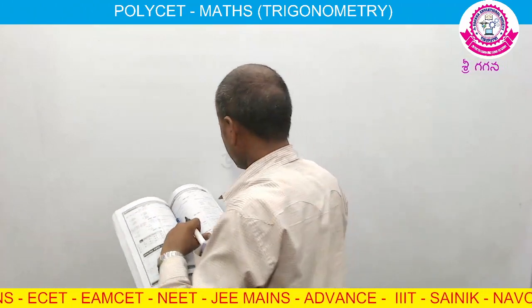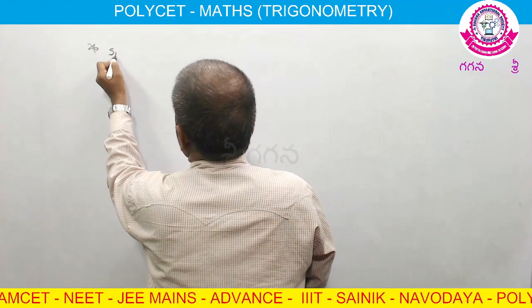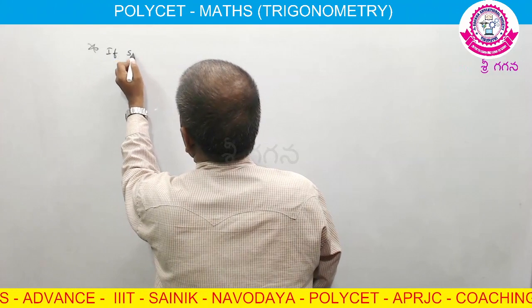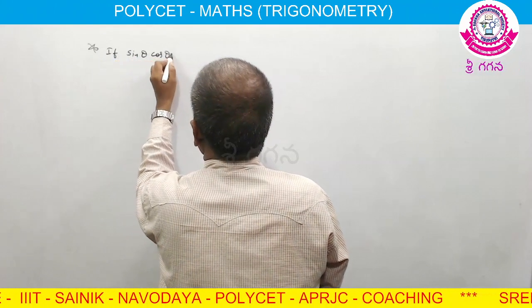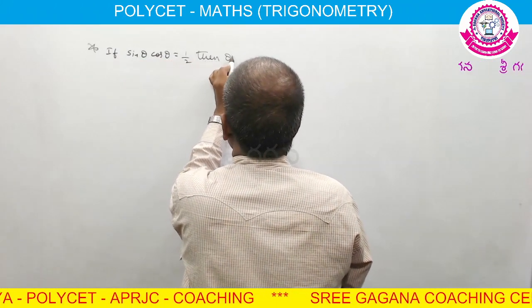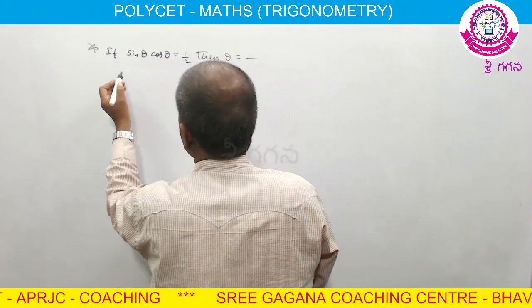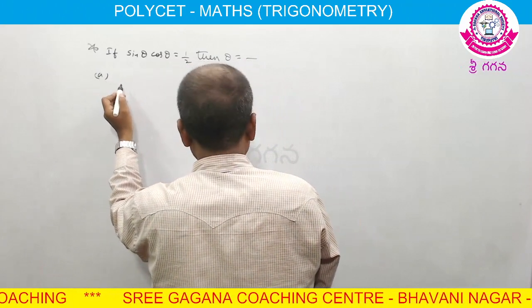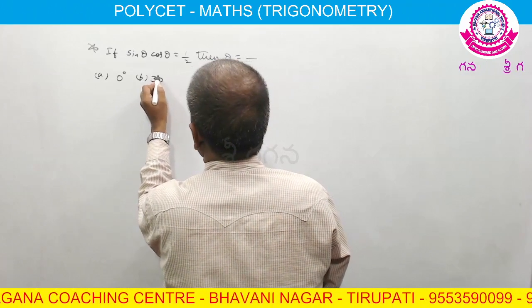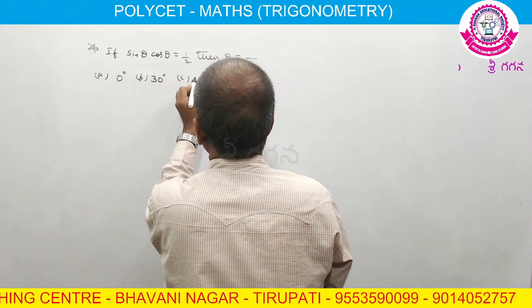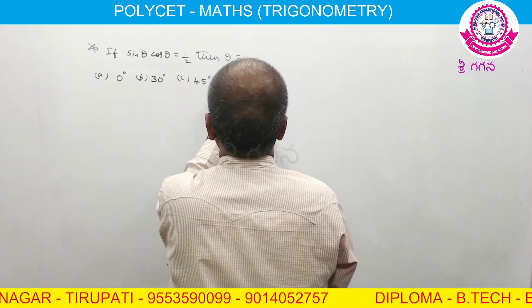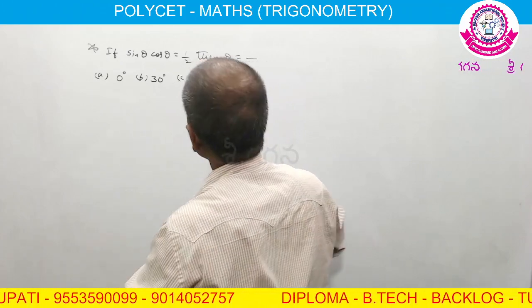Next problem. If sin theta cos theta equals 1 by 2, then theta equals dash. Options: A, 0 degrees; B, 30 degrees; C, 45 degrees; D, 60 degrees.